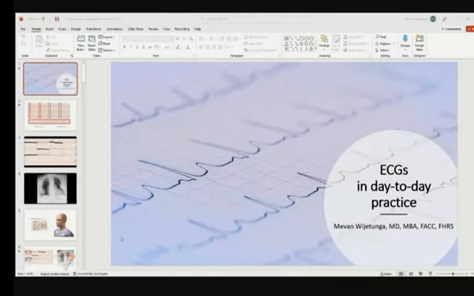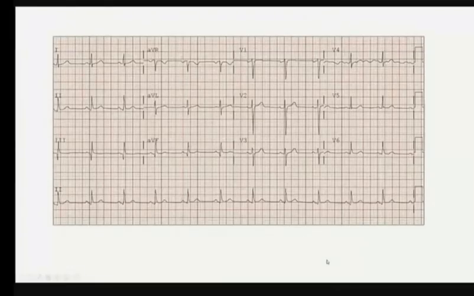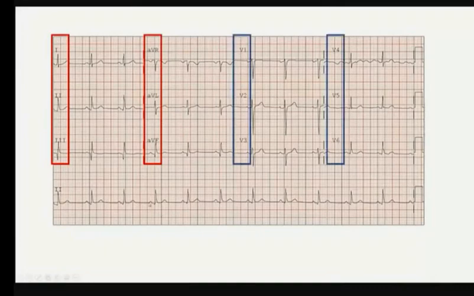The format that I am going to use for this discussion is this ECG format: leads 1, 2, and 3, and AVR, AVL, AVF of the limb leads to the left of this ECG, and the precordial leads on the right side, and then you will have the rhythm strip at the bottom. The paper speed is 25 millimeters per second, and the amplitude like this. Let me zoom up further so you see the entire slide. So that's the format I'm going to use: the precordial and limb leads, the rhythm strip, the paper speed and the amplitude.